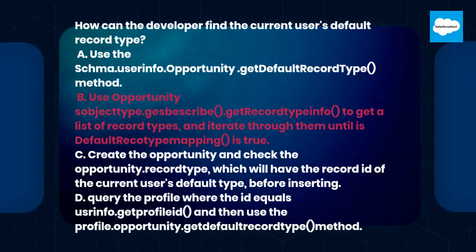The answer is B. Use Opportunity.SObjectType.getDescribe().getRecordTypeInfos() to get a list of record types, and iterate through them until isDefaultRecordTypeMapping is true.